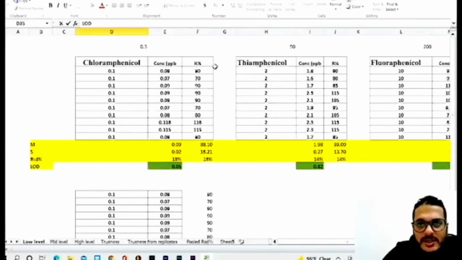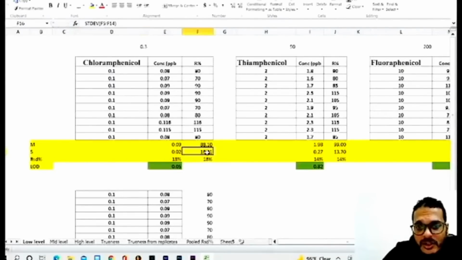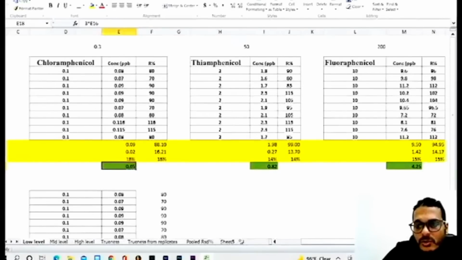But here you can see the recovery. I calculated the recovery. If you want to calculate the relative standard deviation using the recovery, you can take the standard deviation of the recovery divided by the average of the recovery, and it will give you the same value as here. Then you calculate LOD as I told you. It's the same for the other compounds, thiamphenicol and florfenicol.